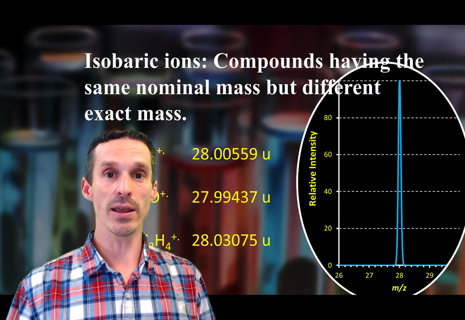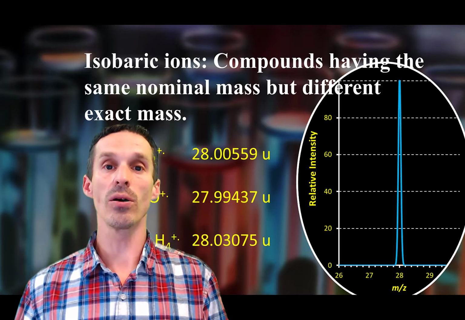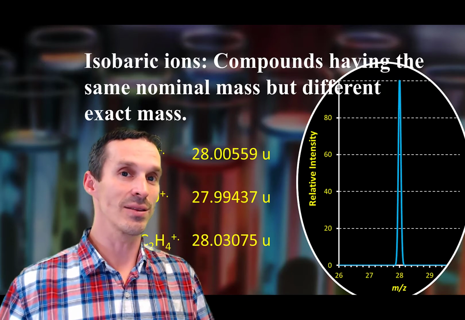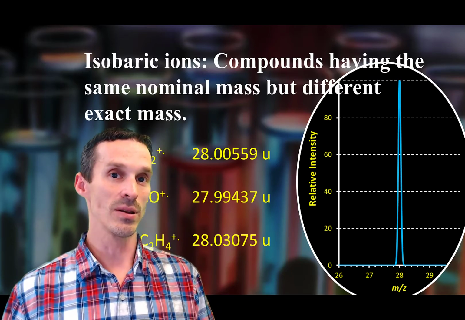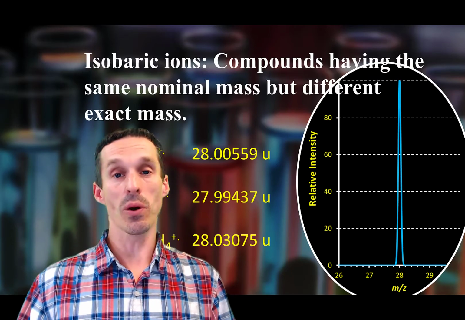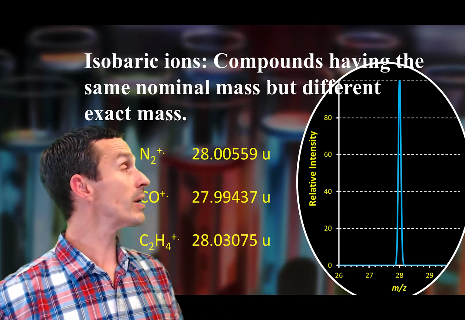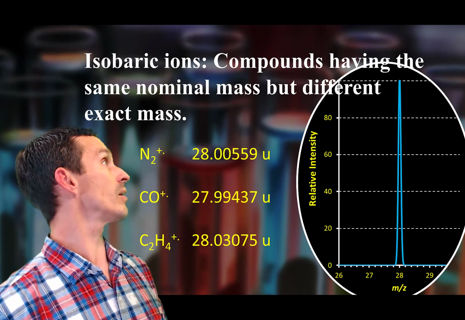Now that's okay. Determining the formula actually does go a long way to identifying an unknown, and there are other techniques that we can use to look at the connectivity of the atoms. So let's just say that we're only going to go as far as determining a formula. That's good enough for now. Now let's look at another definition, and this one is called an isobar.